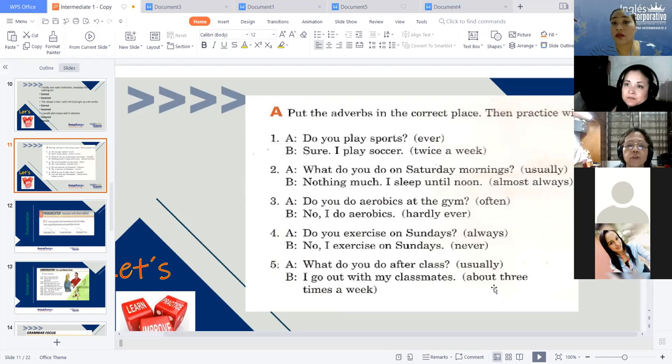En la pregunta 2, entonces, en la B sería I almost always sleep o simplemente almost always I sleep, porque van dos palabras. Sí, van dos palabras, pero si ustedes se fijan, ese almost lleva el adverbio de frecuencia always. Y always, lastimosamente no lo podemos poner al principio, no tiene la excepción. Entonces este se queda tal cual con todo y su frase. Entonces, I almost always sleep until noon. Okay. Thank you. You're welcome.